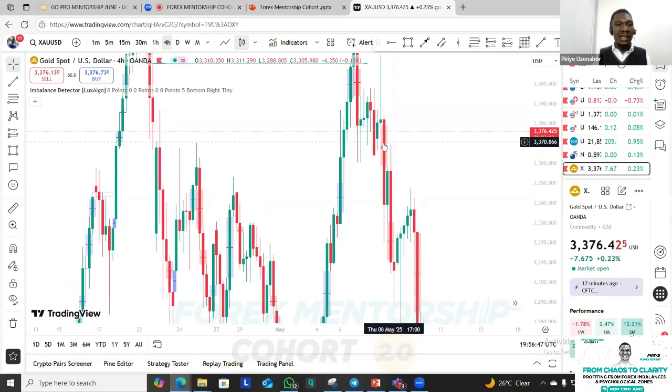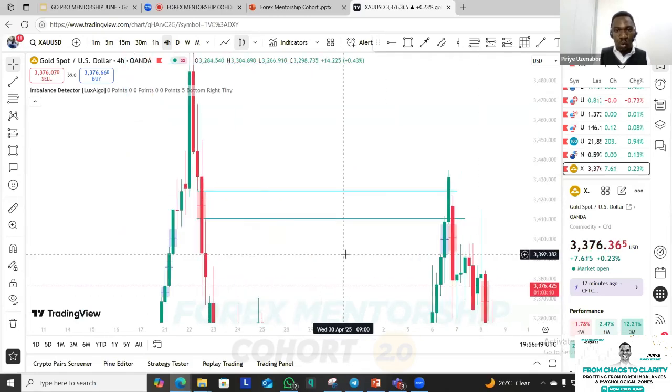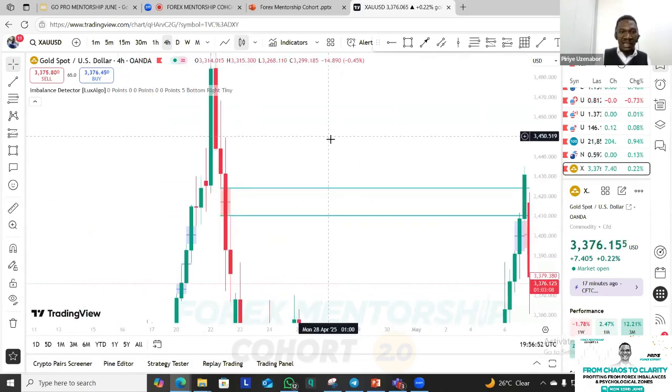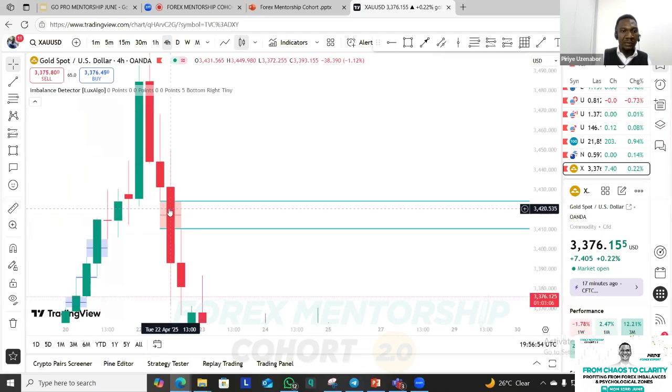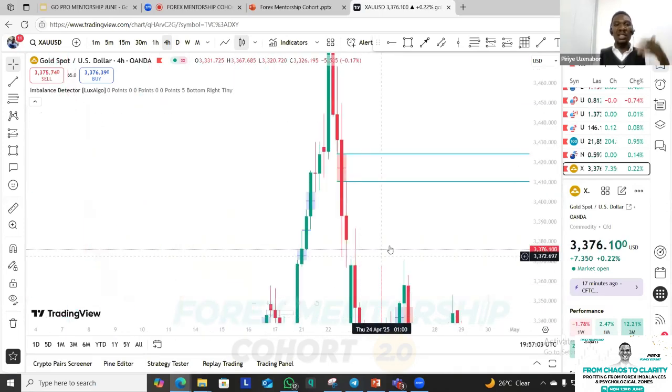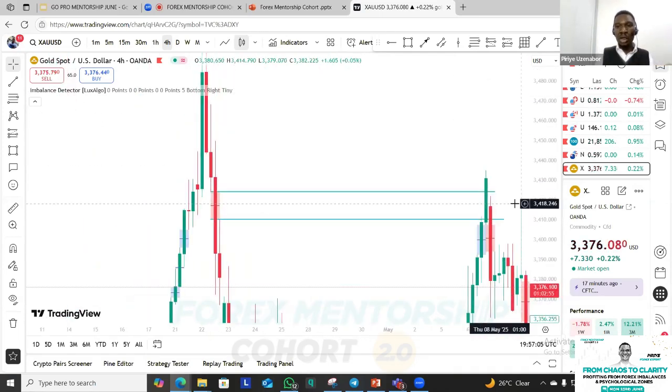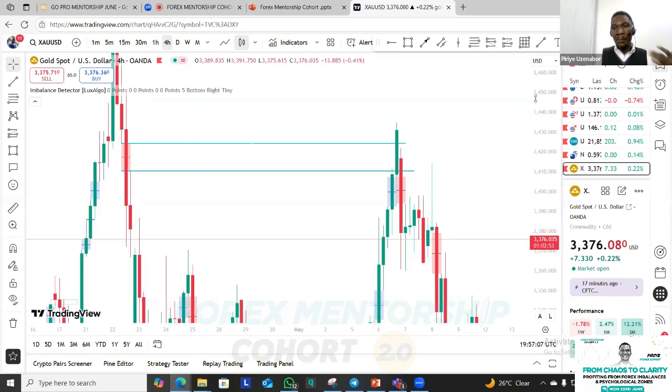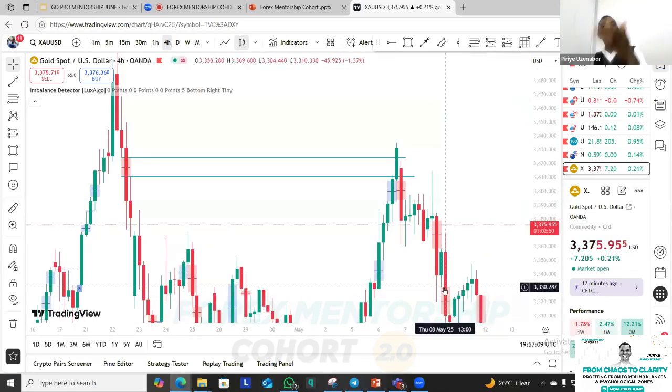And you can see that even that place that we actually drew, the software picked it for us. Look at the place we drew. The software actually also detected that there's an imbalance there. So you can use this software to check those imbalances that have not been filled, and keep an eye on it. When price goes back to those levels, fills those imbalances, and you see something like a reversal or a reaction, or pretty much anything that shows that price is respecting that level, then you have a trade.